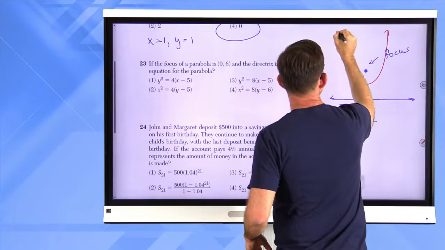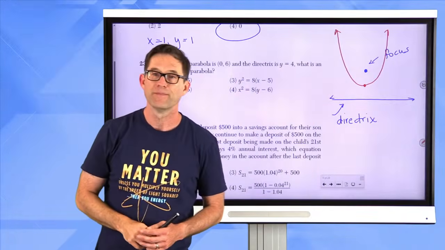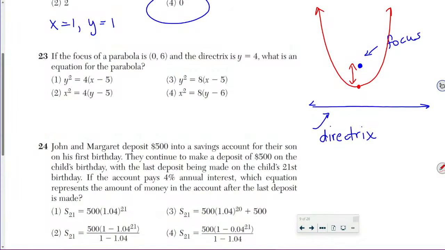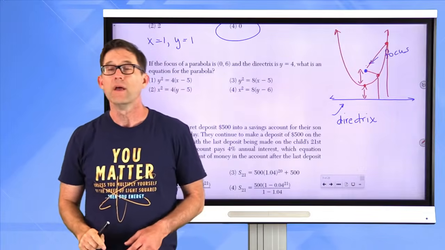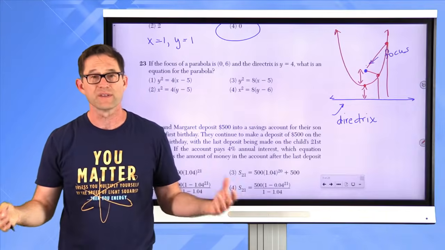The focus is also sometimes called the focal point of the parabola. And again, the idea being that this distance and this distance would be the same. If I came up here and I took this point, this distance and this distance would be the same. If I took a point here, this distance and this distance would be the same. So the distance from the focus to the directrix is always the same.